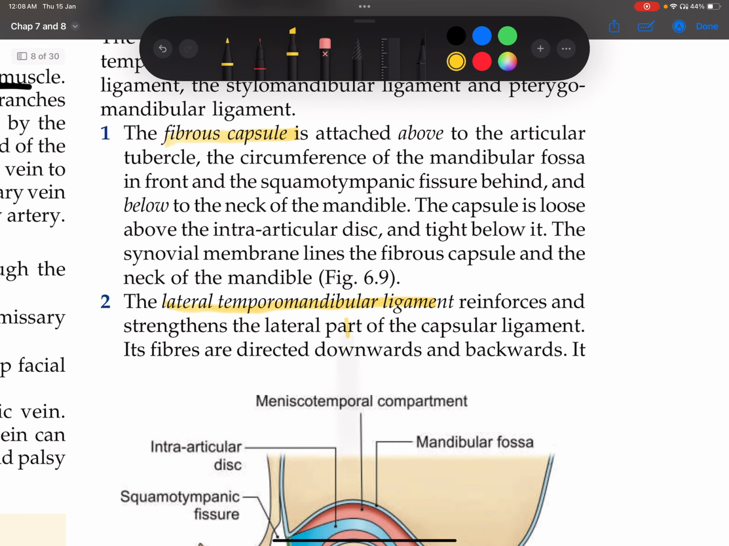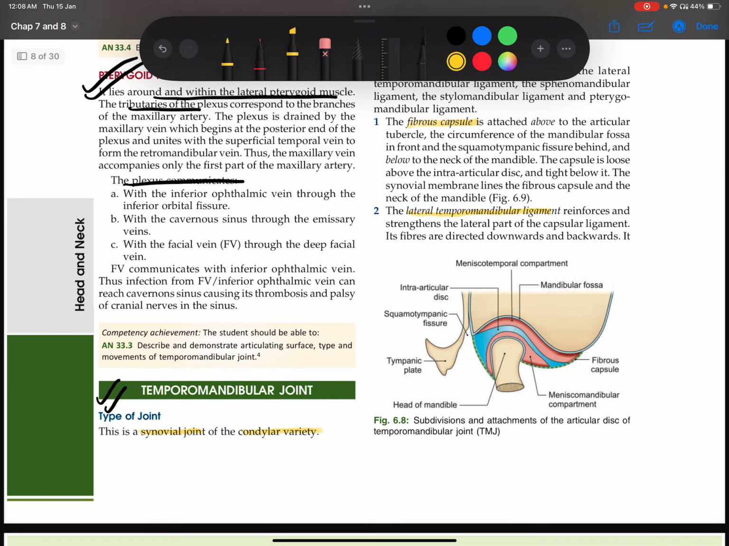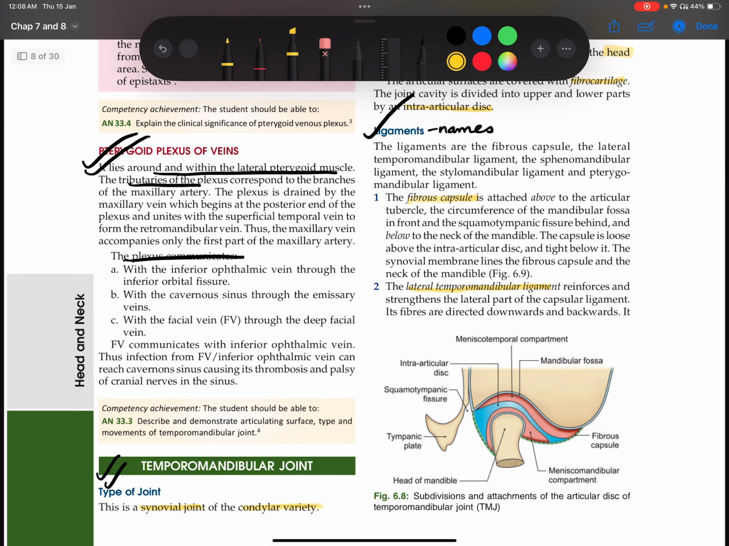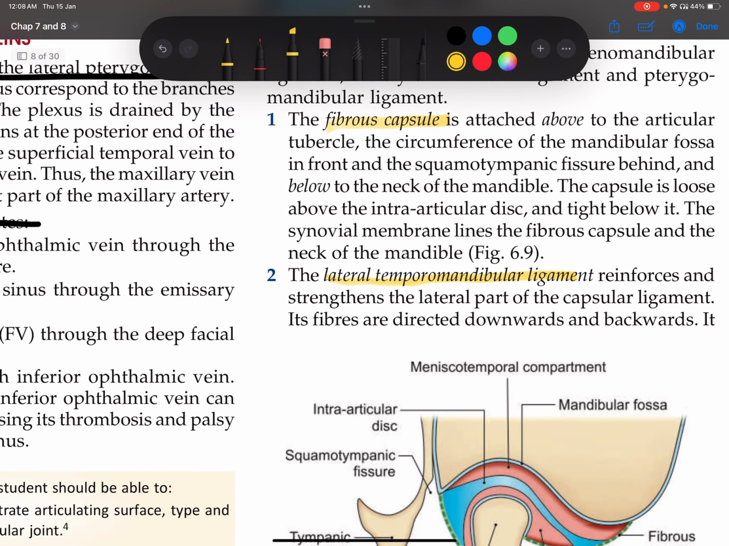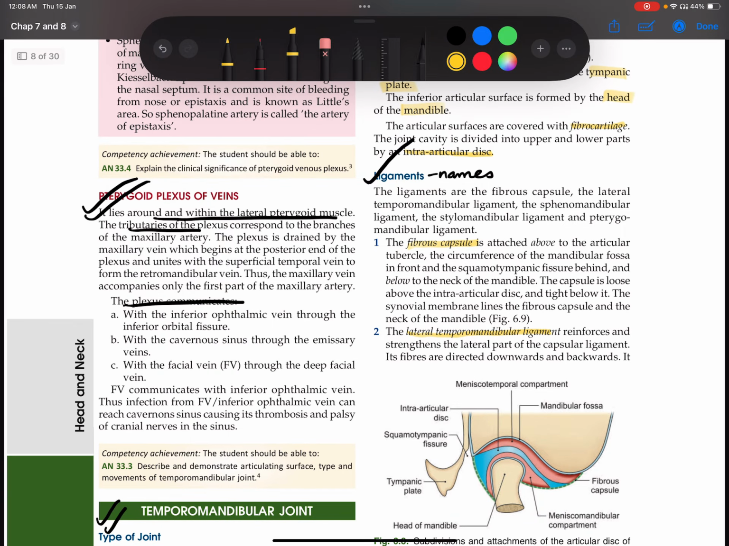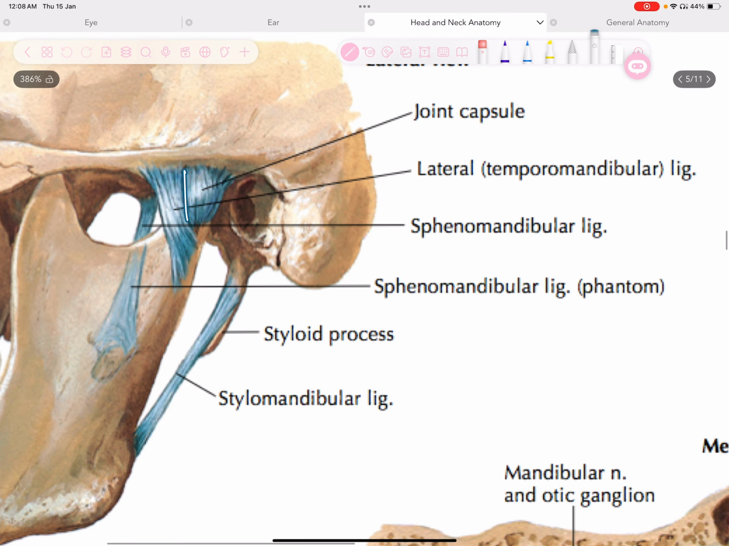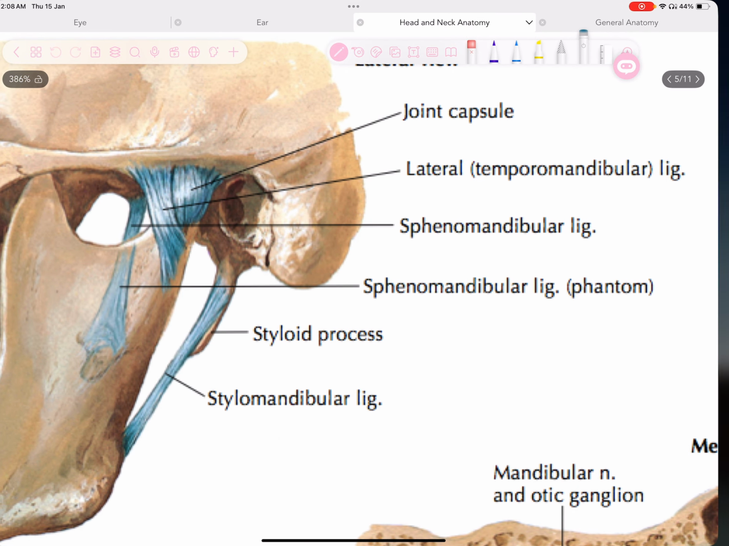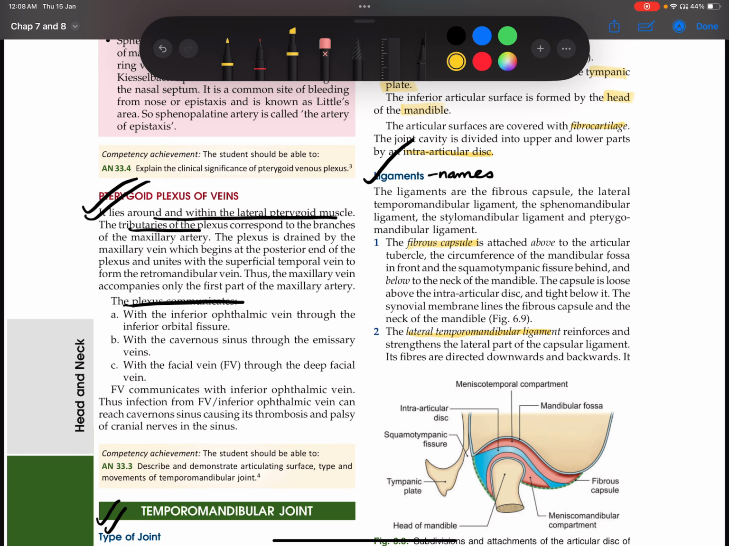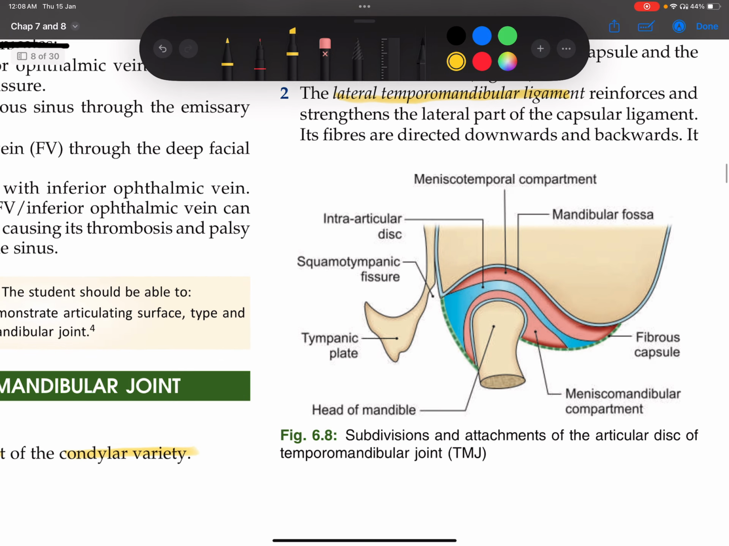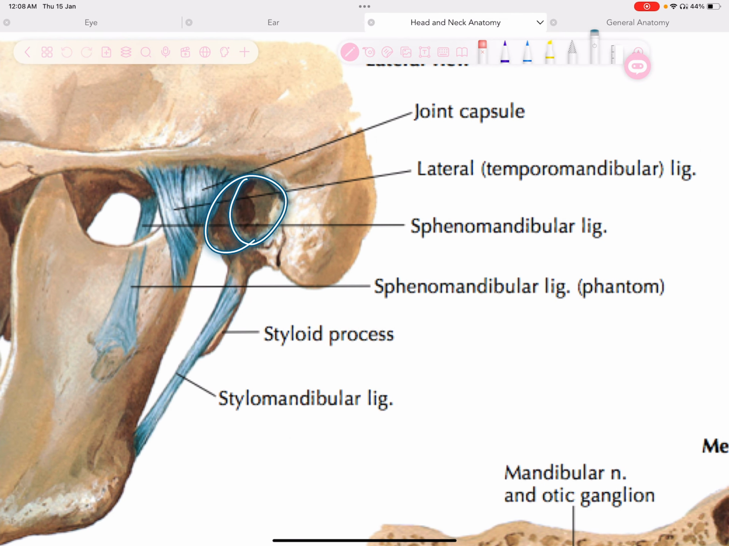This reinforces and strengthens the lateral part of the capsular ligament. Other than that, it limits the movement of the mandible in a posterior direction and protects the external auditory meatus. It has a very important function: it strengthens the lateral aspect of the capsule. If you can see right here, the lateral aspect of the capsule is strengthened. But other than that, it also ensures that there is no excessive posterior movement. And if there's excessive posterior movement, it can damage the tympanic plate.